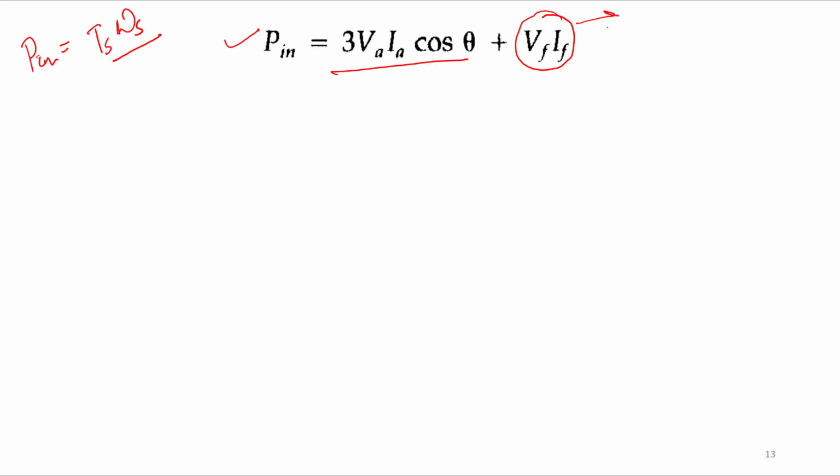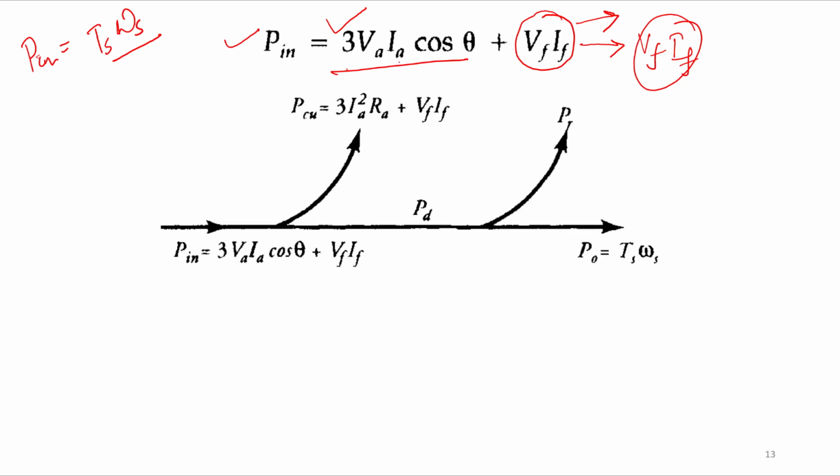Sometimes this V_F I_F may be neglected because it is injected into the field circuit. Again, it is also considered as a loss in the field winding, the same loss V_F I_F, right? So sometimes we can say the power input to the synchronous motor is 3 V_A I_A cos theta. So now we can see the power flow diagram here.